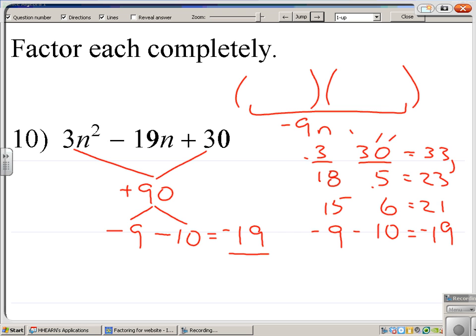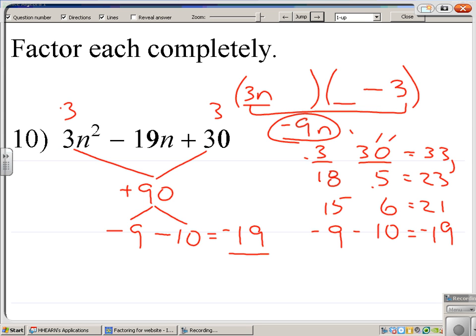I'm probably a 3 and 3, but I could be a 1 and 9. 1 from the 3, 9, nope, can't get a 9 from over here. So yep, I'm a 3 and a 3. So I need 3 n's, and I need my last term to be a 3, but it better be a minus 3 in this case. And we got it made.